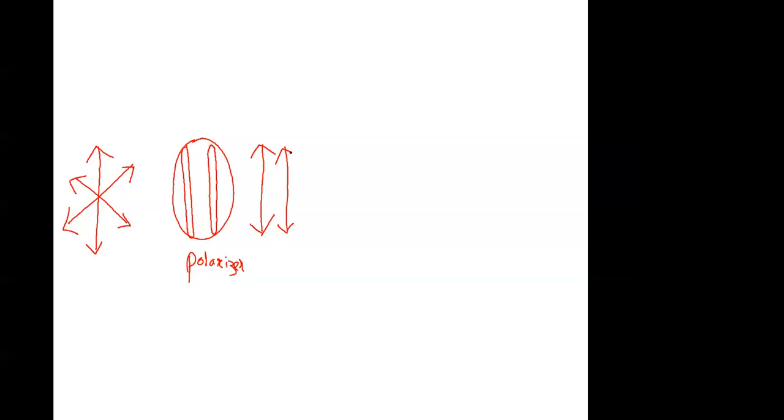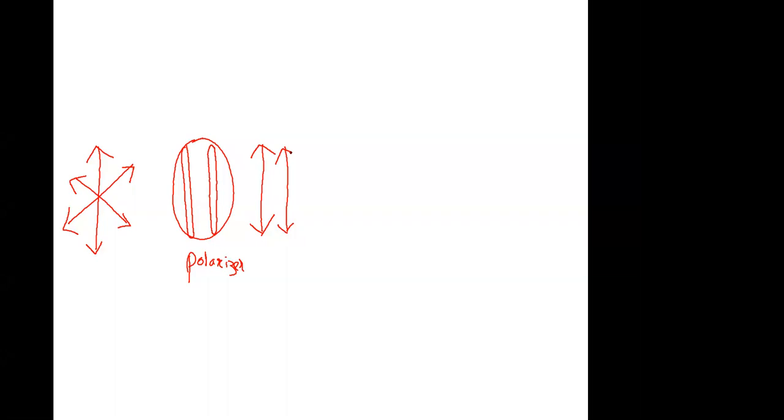So that's what I was trying to tell you. When I had a general light, it had light traveling in all possible directions. But when I used a polarizer with the slits, it allowed only light in one particular plane. And let's say here we have the vertical plane.